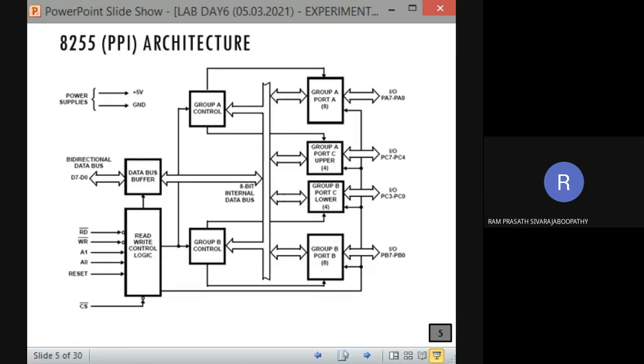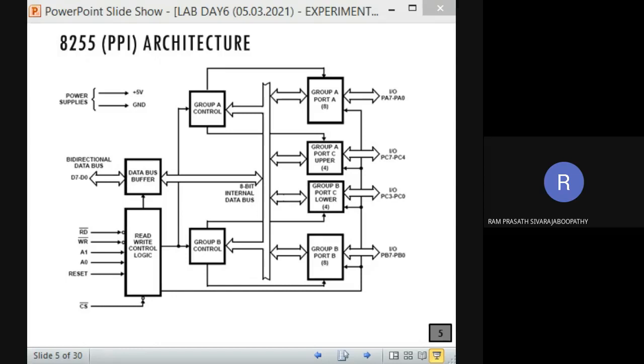S1 S0 we don't need here. What Sunil Marian is coming to say is S1 S0. Actually, IO/M bar signal we are going to use. Do you remember this signal?